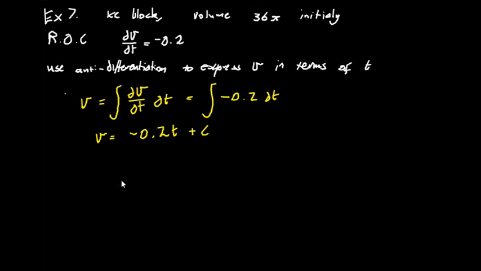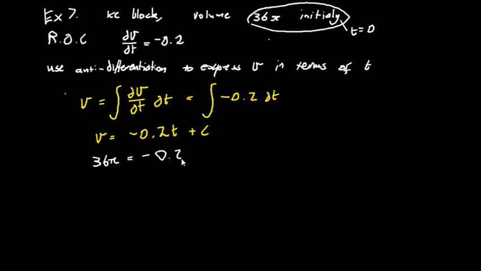plus c, and we need to work out what that constant is, and we use that by this information here again, initially, meaning t is equal to 0. So at time t equals 0, we get 36 pi. So c is equal to, well, just 36 pi. So our volume is -0.2t plus 36 pi.